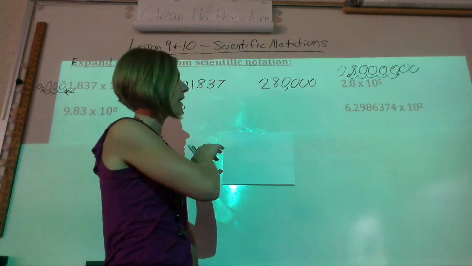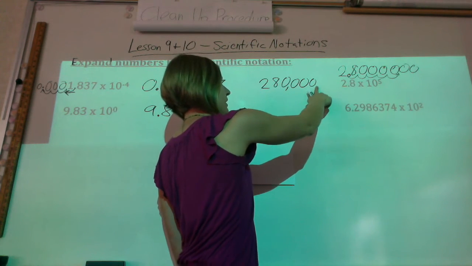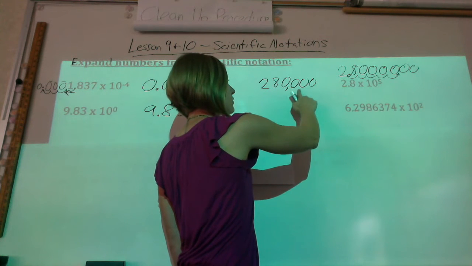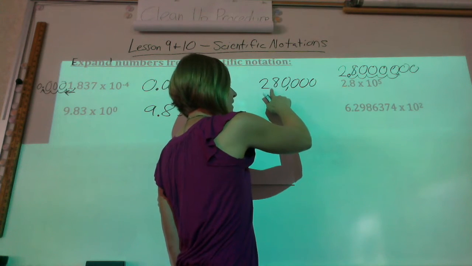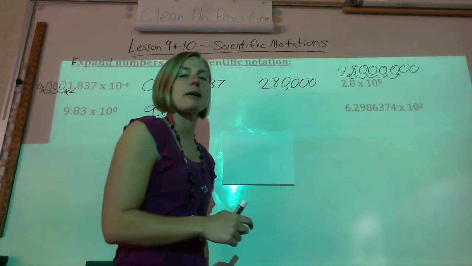How can we check that we're correct? Well, let's change that back to scientific notation. If I wanted to change this to scientific notation, I start right at the end because that's where my decimal is, and then move it to right behind the 2. That's 1, 2, 3, 4, 5 spots, making it smaller, so I need a positive 5 as my power.